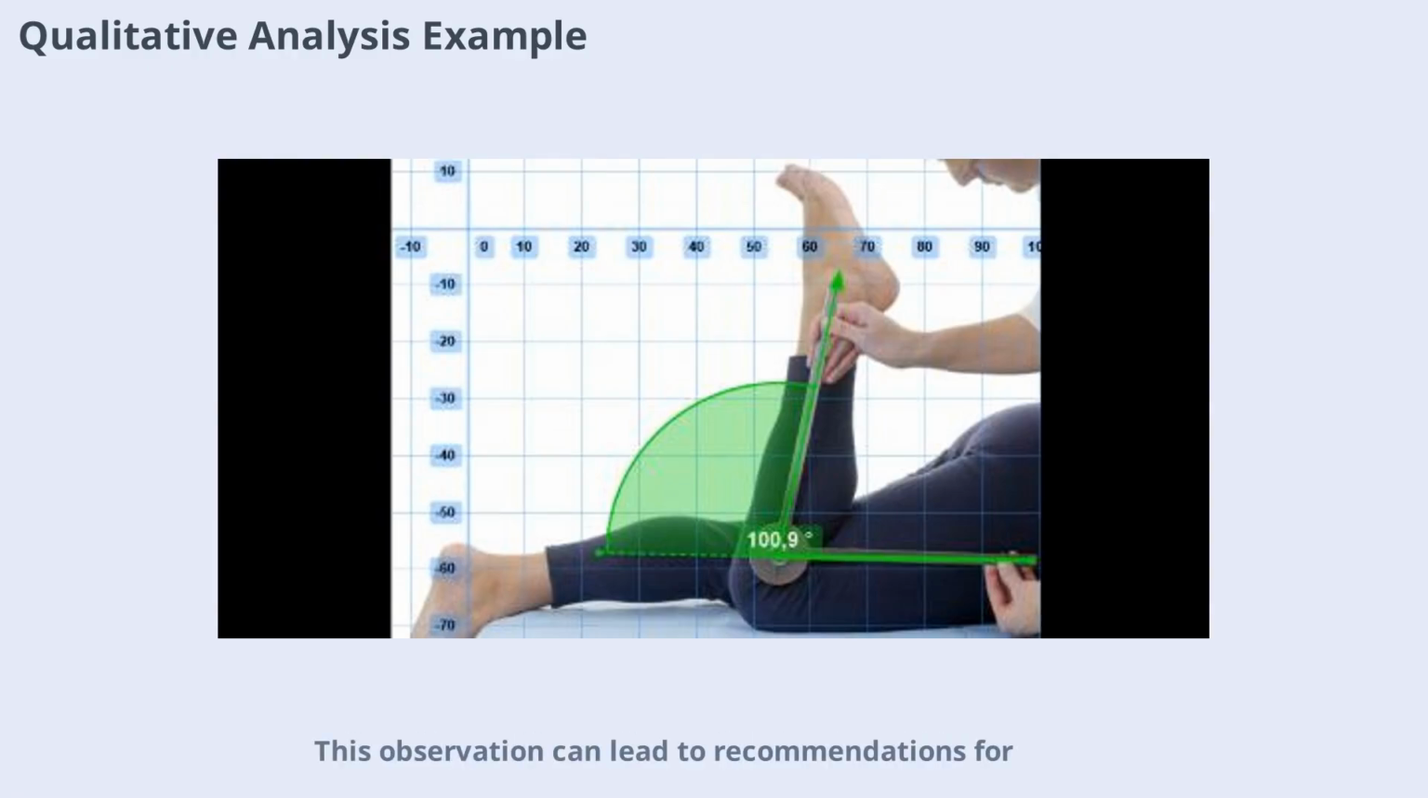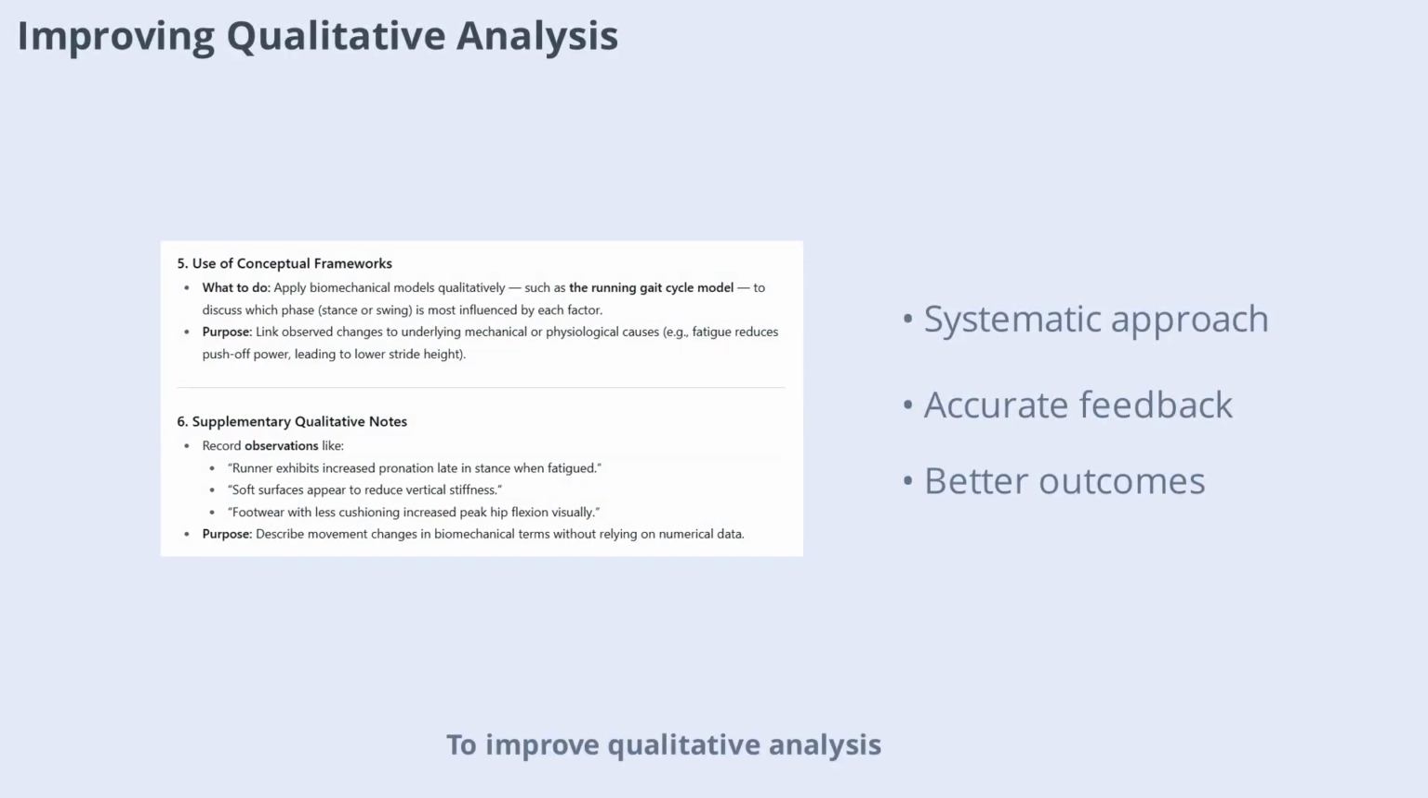This observation can lead to recommendations for strengthening exercises or changes in running technique, helping to prevent injury and improve performance. To improve qualitative analysis, biomedical engineers should use a systematic approach. This includes careful observation, breaking movement into phases, and considering contextual factors. By following these steps, engineers can provide more accurate and useful feedback, leading to better outcomes for athletes and patients alike.